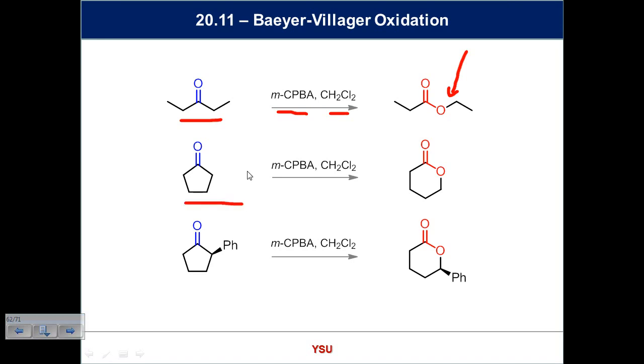Down here, a 5-membered ring becomes 6. You insert one atom, you get a 6-membered outcome. MCPBA here, again, same conditions. There's the lactone. You need to know that one. You need to be okay with it.